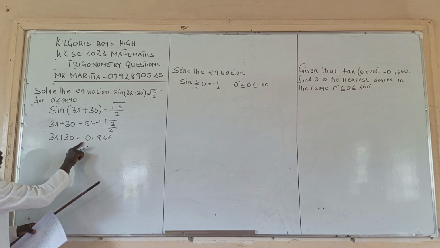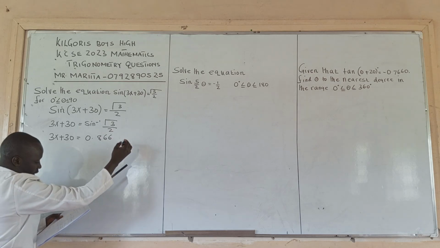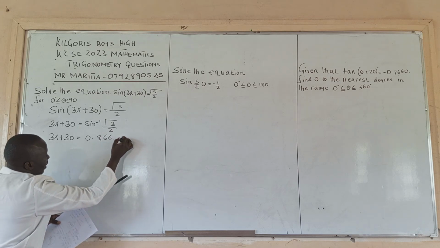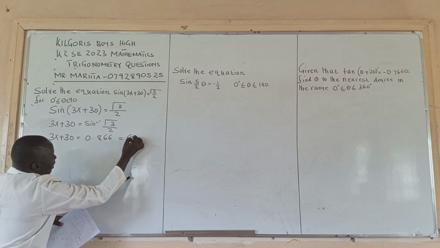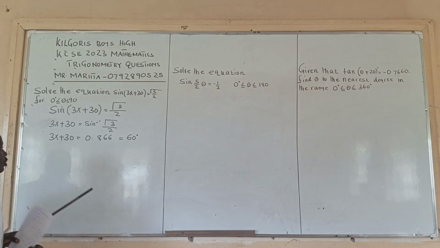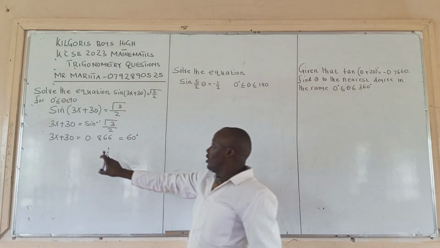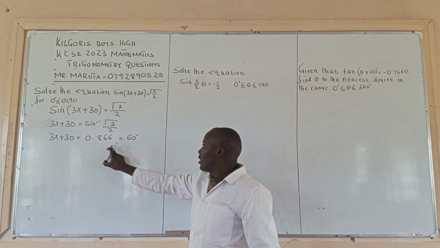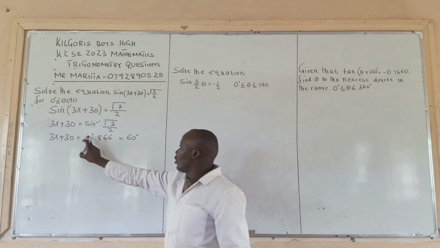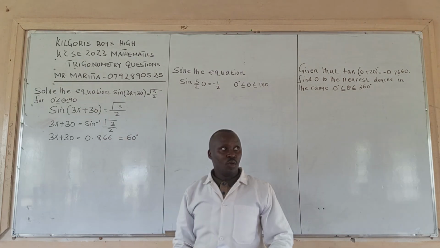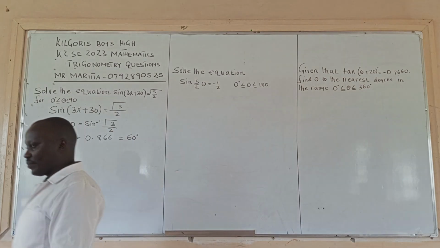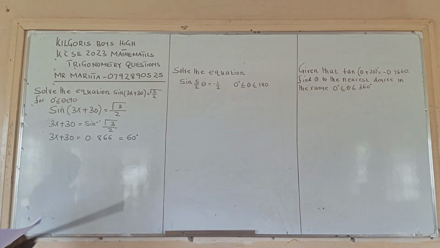0.866. So if you find the sine inverse of this, it will just give us 60 degrees. Root 3 divided by 2 is giving us 0.866, and the sine inverse of that gives us 60 degrees.